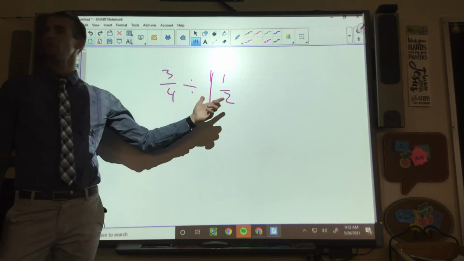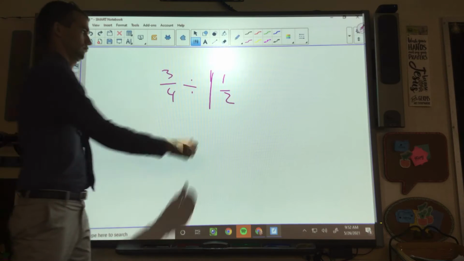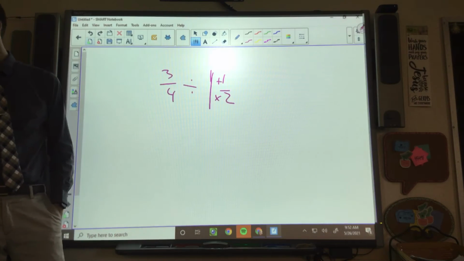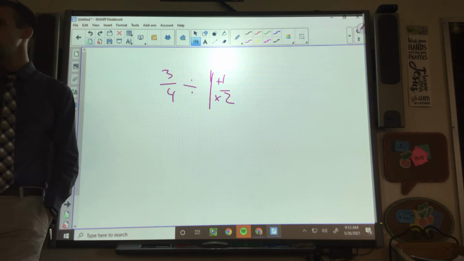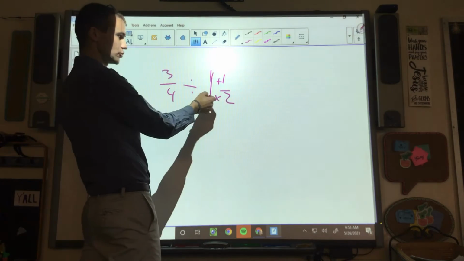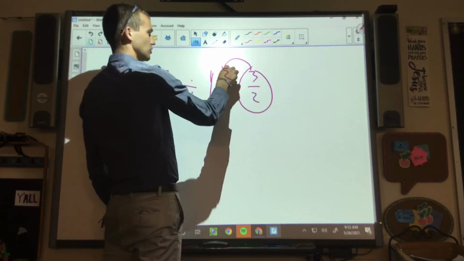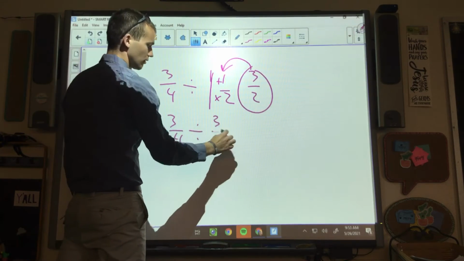So, anytime you have a mixed number, what do you have to do with it? Multiply the 1 by the 2, add the 1. Look in your book, it already did that for you. You see how it said 3/4 divided by 3/2? That's what it's doing, because 1 times 2, add 1, you get 3/2. So that is replacing that. Now you have 3/4 divided by 3/2.